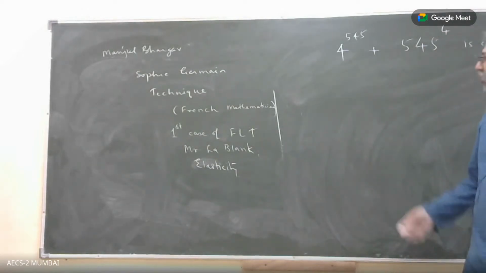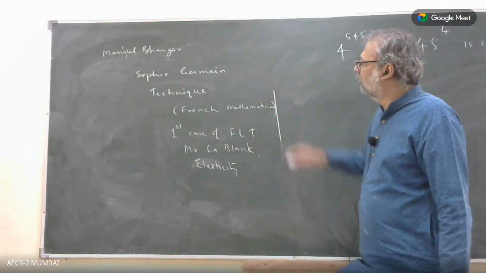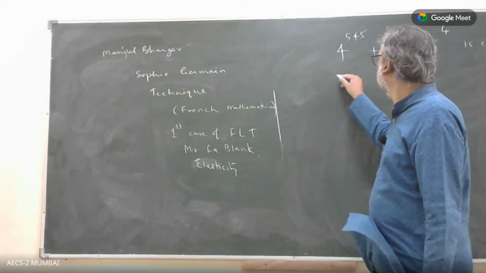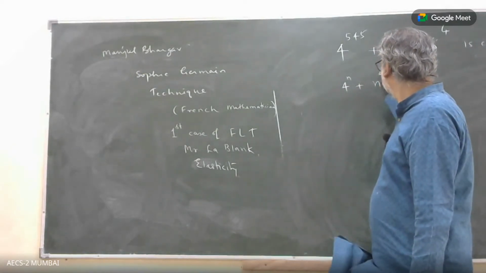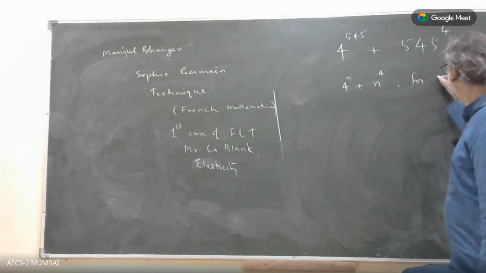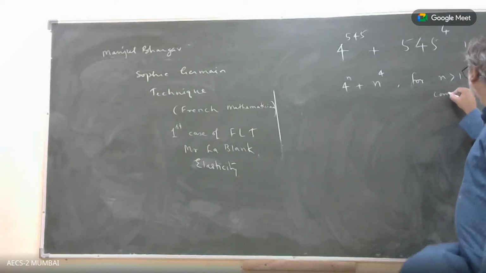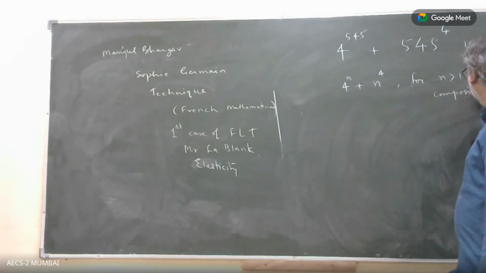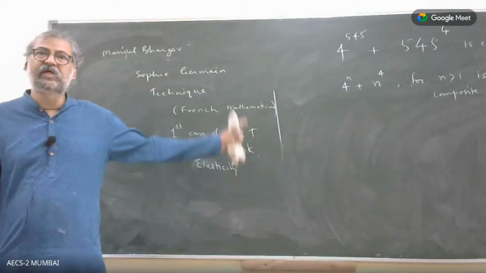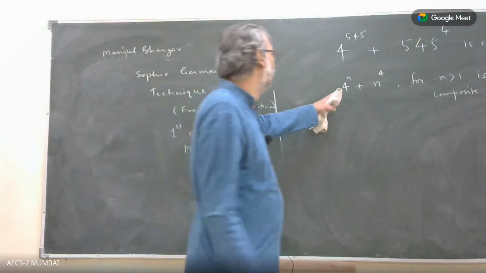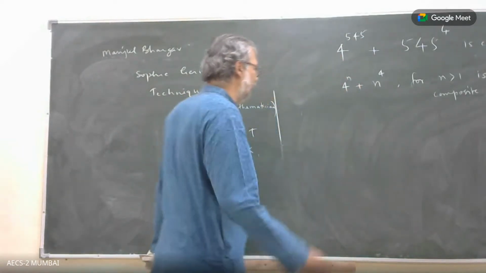And we'll do a little more general result. What I want to do is focus on that Sophie Germain technique. So more generally, 4 raised to n plus n raised to 4 for n greater than 1 is composite. What happens if n is 1? If n is 1, what will happen? That will be 5, which is prime, which is not composite. So let's see.